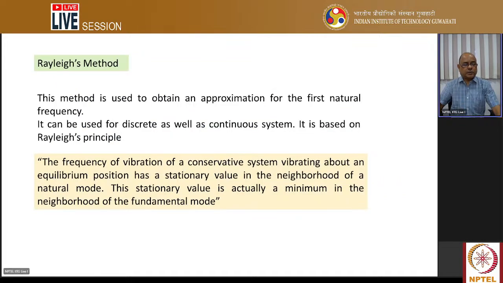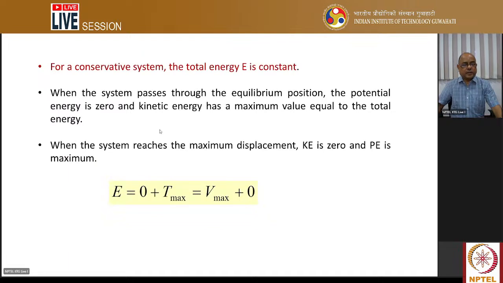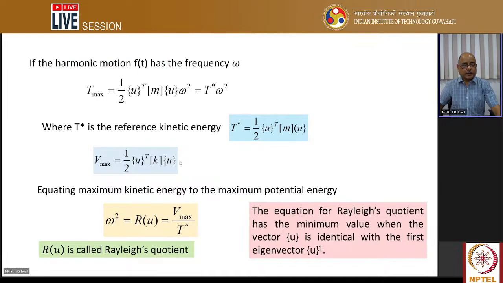So the Rayleigh method is used for conservative systems. And for a conservative system, we know that total energy is constant, and therefore we get T max is equal to V max. And from that, we get the frequency omega square equal to V max divided by T star, where you can see that T star is the reference kinetic energy.